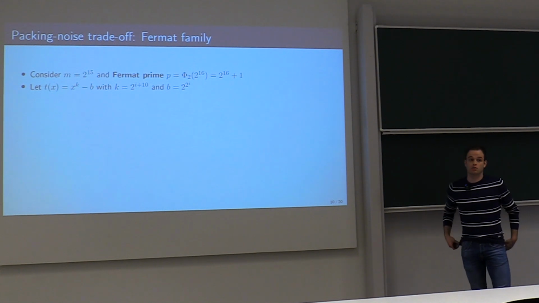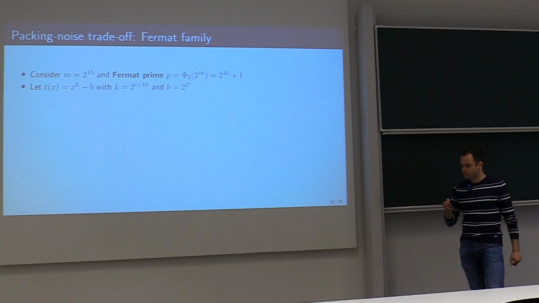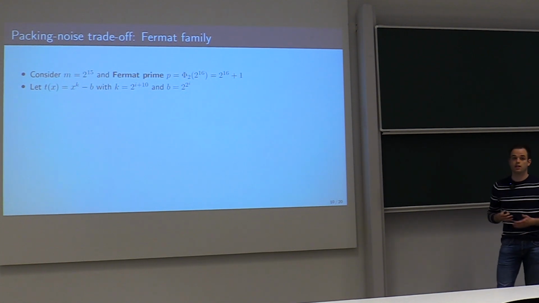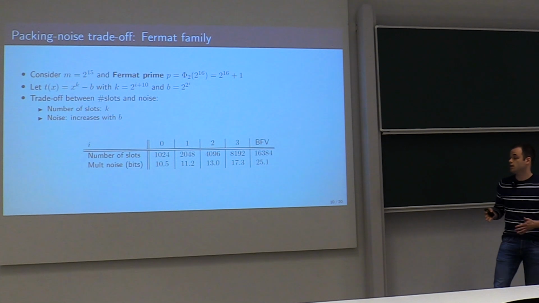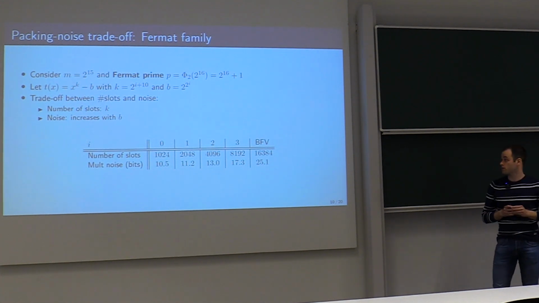Okay, this slide considers one specific example of such a cyclotomic prime, which is the prime 2 to the 16 plus 1, which is also known as a Fermat prime. First thing I want to mention is that this prime is not achieved for a single plaintext modulus, but for a whole range of plaintext moduli, a whole family of plaintext moduli t of x, depending on the parameter i here. And then it turns out that each of these different i's gives you a parameter set with different properties.